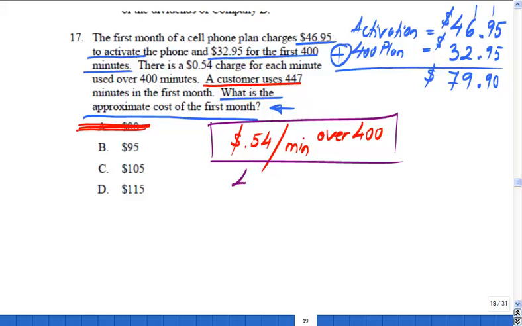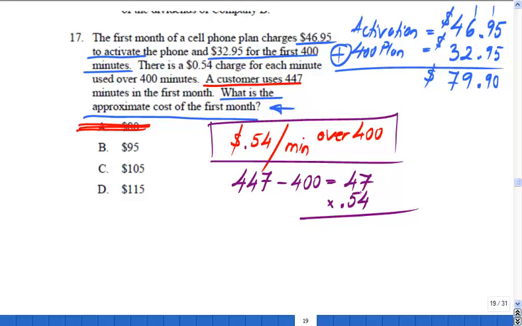How many minutes do we have over 400? Well, easy to find. We have 447 used by this customer from which you're going to subtract 400. You have 47 minutes in which you're going to be charged 54 cents per minute. Now, you should go ahead and find what is that charge, and what you have to do here is to multiply this 47 minutes by the cost, which is 0.54.